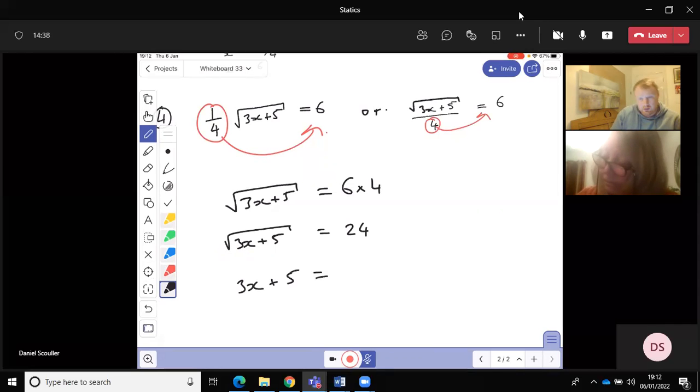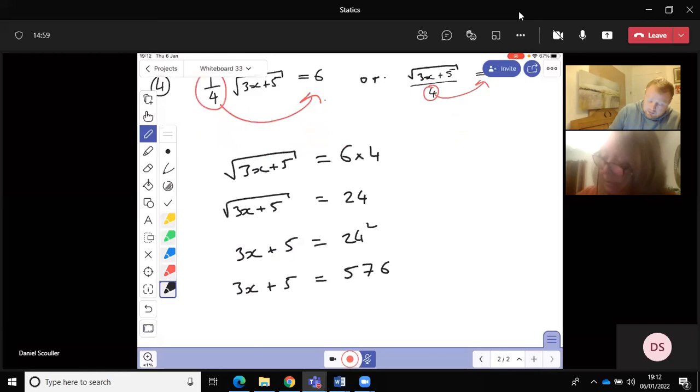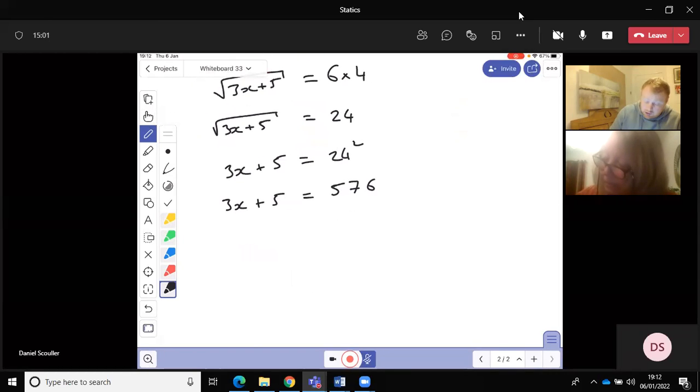When you move a root to the other side, it becomes squared. 24 squared, a big number. So you do that in your calculator. You wouldn't be expected to know that, I don't think. 3x plus 5, 576, that comes to. You can put that in your calculator to double check. And then you just tidy it up.